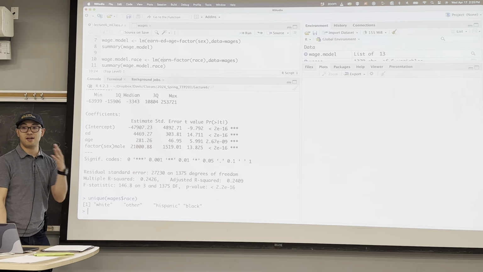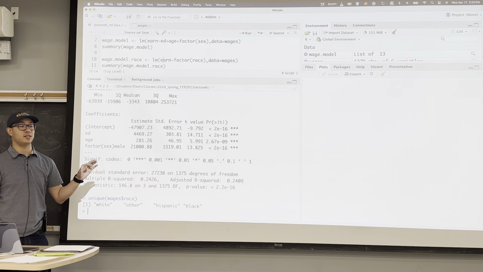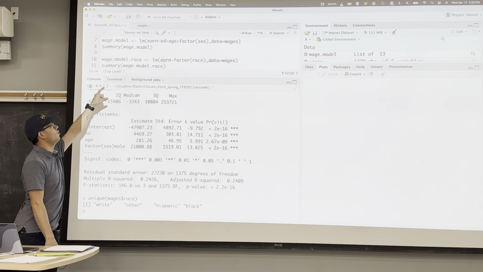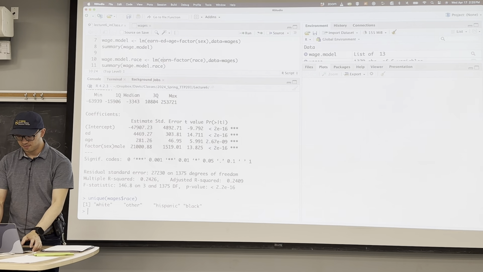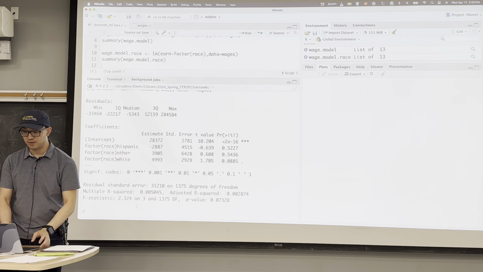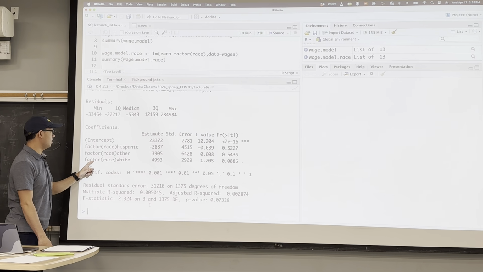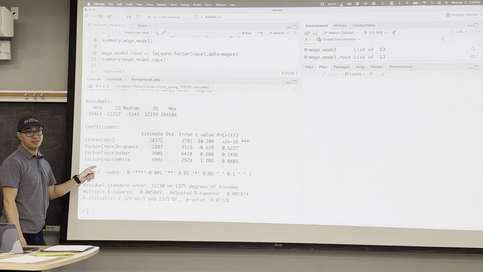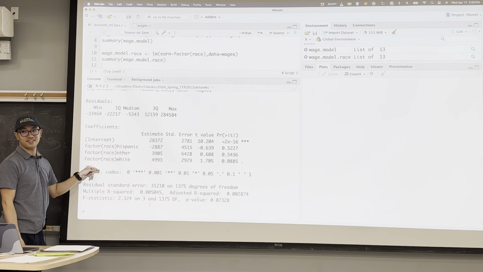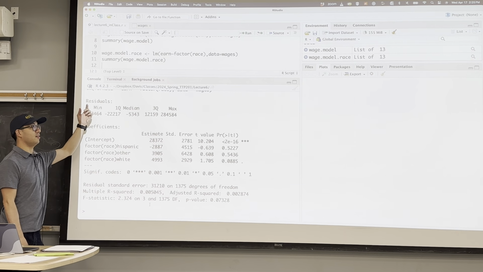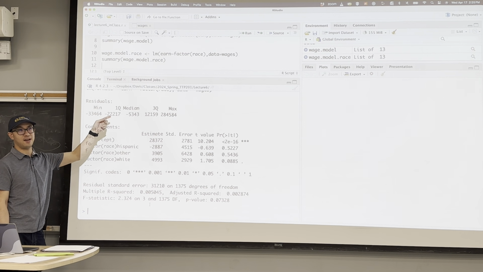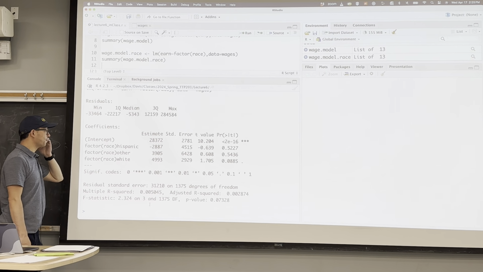So in this case, we have 4 different categories in this variable, and if I run this wage model race, and then I do a summary, you can see that all of those factors show up. Almost all the factors. Which factor got dropped? Black. Yeah. And again, it's alphabetical, right? In this case, black was dropped. In the male one, female was dropped because F comes before M.